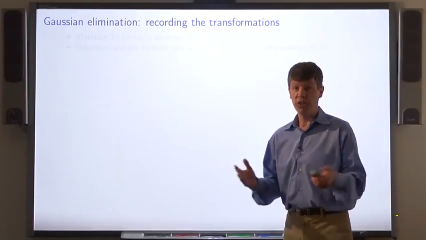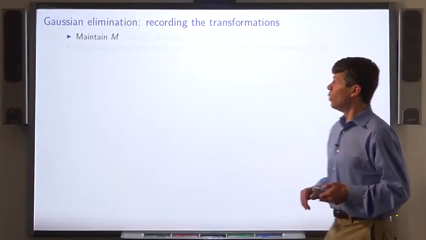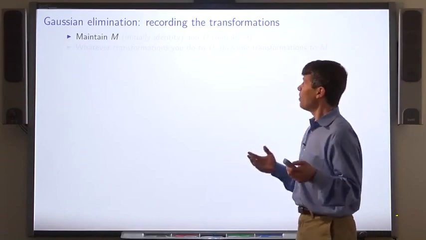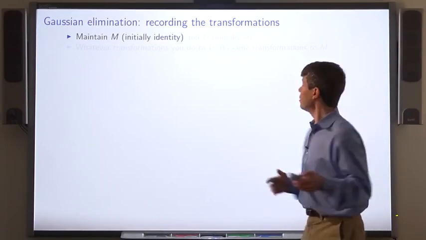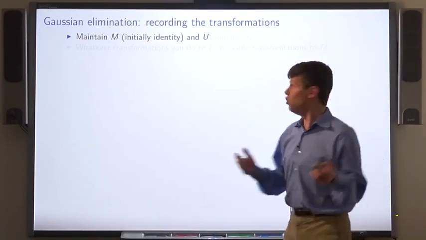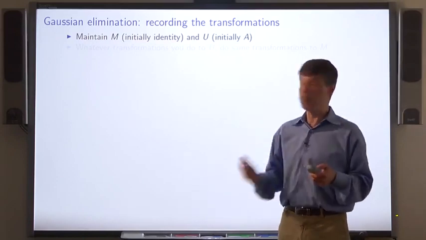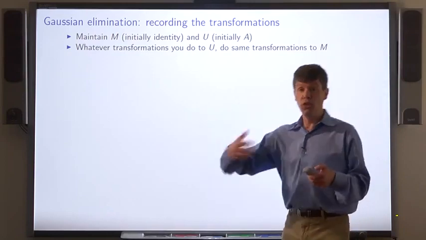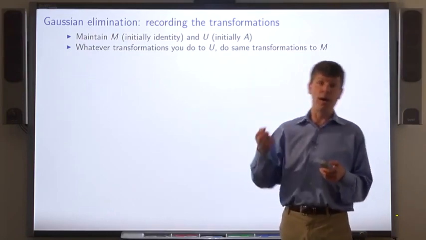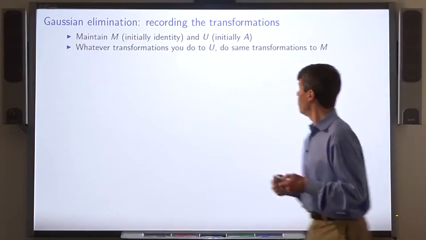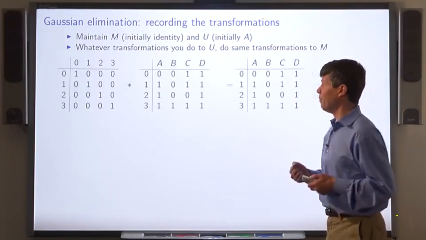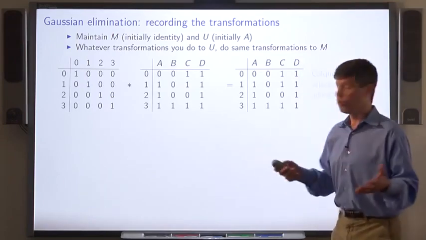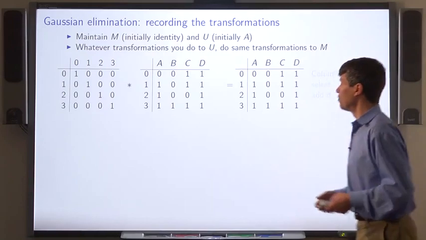Here's how we record the transformations. We maintain a matrix M, which is initially the identity matrix, and a matrix U, which is originally the input matrix A. And whatever transformations you do to A to start to move it towards echelon form, you do the same transformations to M. So let's go through Gaussian elimination.